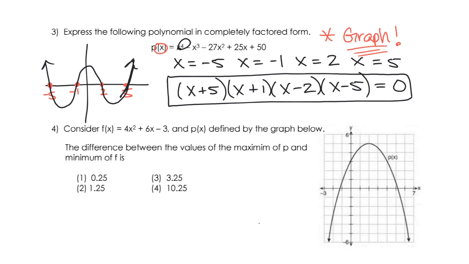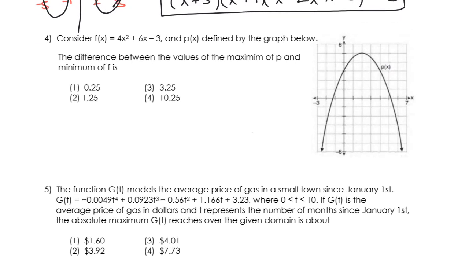All right, guys, let's take a look at number 4. It says consider f of x, which is 4x squared plus 6x minus 3, and p of x defined by the graph below. The difference between the values of the maximum of p and the minimum of f is what? All right, so they wanted the difference between the values of the maximum of p and the minimum of f. So can we figure out, all right, so in this graph on the side here, we can find the maximum of p. Maximum is right here, and that is the number of 5. So the maximum of p is 5.